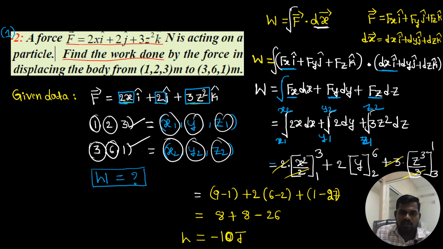Work done is equal to, we got it in this case, W is equal to minus 10 joules. Minus 10 joules. Second question.